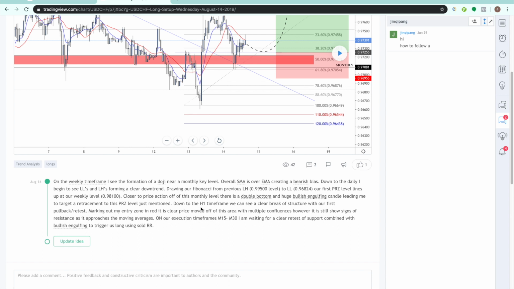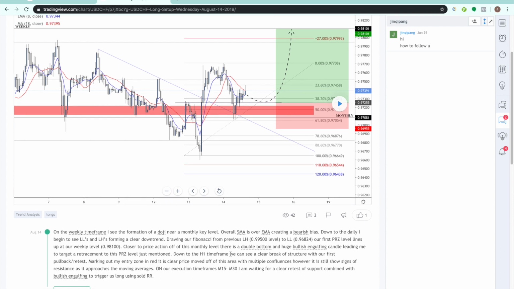So down to the 1 hour time frame, we can see a clear break of structure with our first pullback retest, marking out my entry zone in red. It is clear price moved off of this area with multiple confluences. However, it is still showing signs of resistance as it approaches the moving averages.